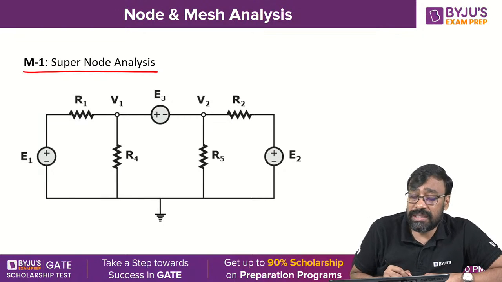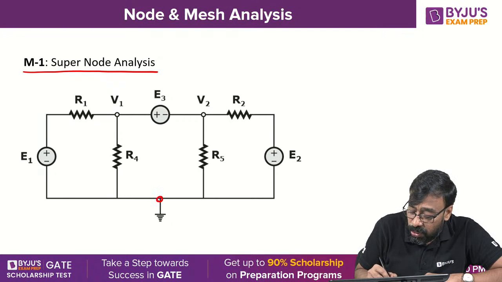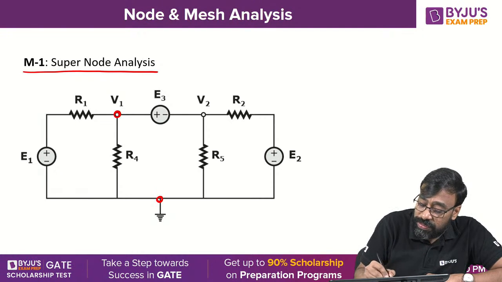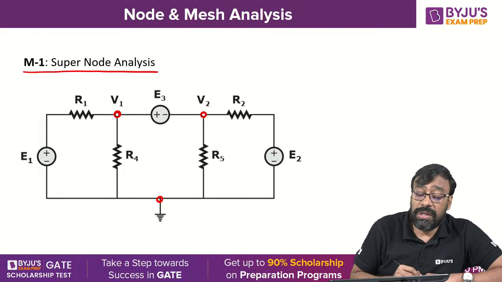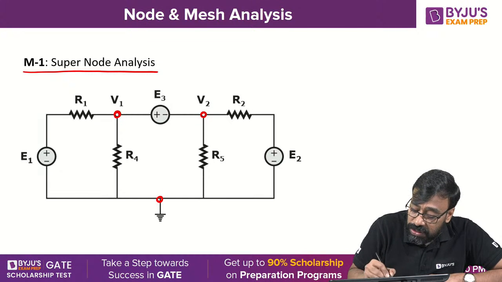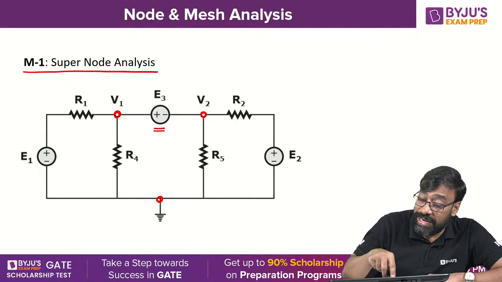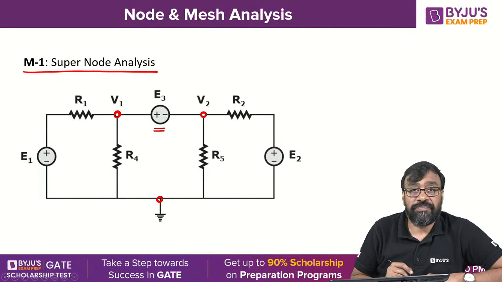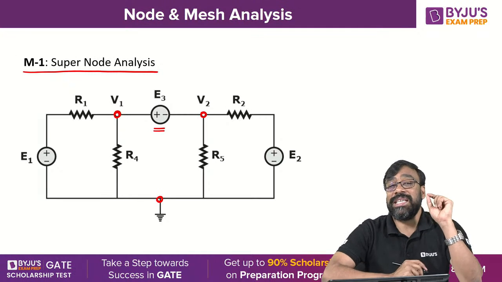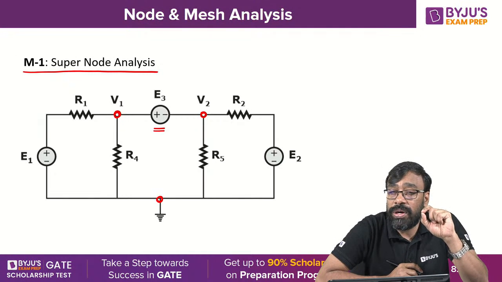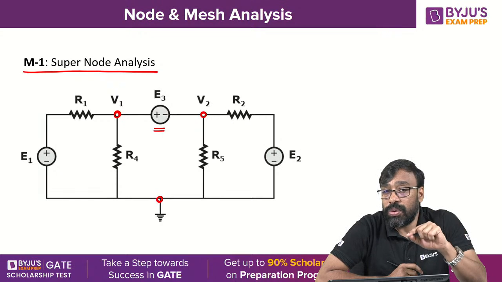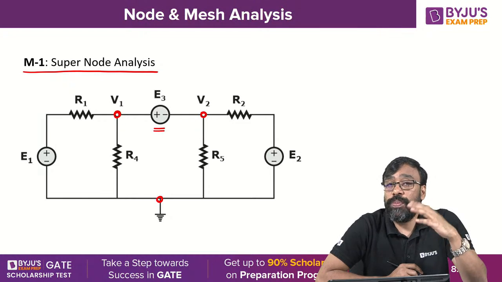Why super node analysis? If I take this one as 0, these 2 nodes will become principal nodes, and between 2 principal nodes there is an ideal voltage source without any series resistor. When there is no series resistor for an ideal voltage source connected between 2 principal nodes, most of the time you apply the super node analysis.